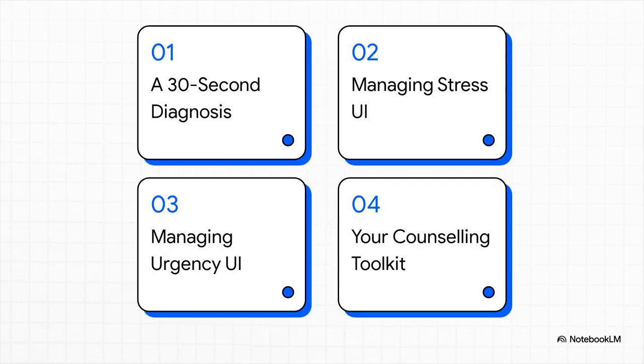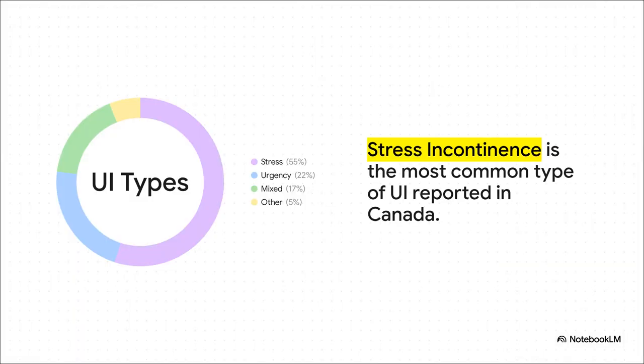So to do this, we're going to follow a really clear, simple path. We'll kick things off with a super fast diagnostic tool to get our bearings in about 30 seconds. From there, we'll get into the nitty-gritty of managing the two most common types, that's stress and urgency incontinence. And then we'll wrap it all up by building a practical counseling toolkit that you can literally use with your very next patient.